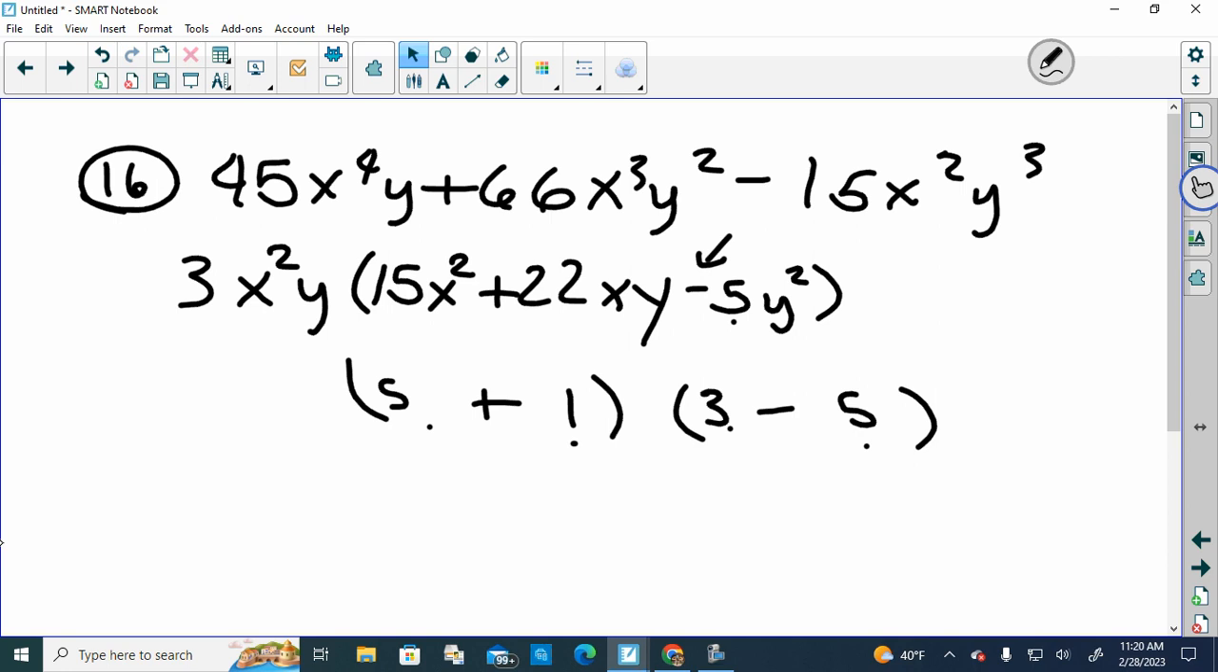Okay, so I already know that 5 times 3 gave me 15. So I'm just checking the 2 outside ones and the inside ones to see if it gives me the middle one, which is what I'm worried about, okay? So 5 times a negative 5 gives me a negative 25. And then 1 times 3 gives me a positive 3, okay? That gave me a negative 22, and I needed a positive 22.